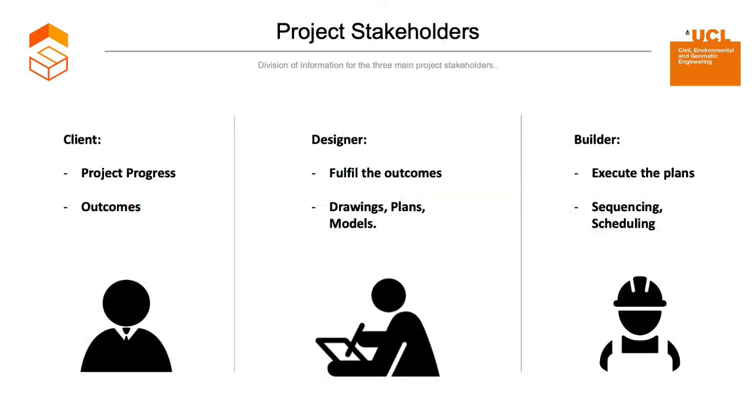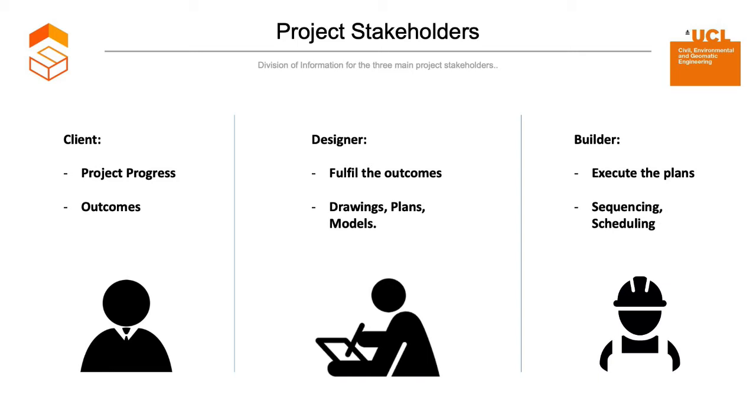Each of the main project stakeholders require information and design concepts conveyed in different methods. The 3 main stakeholders are the client, designer, and builder. The client, Shelter Global, requires information outlining the project scope and progress to define the outcomes of a successful project. The designer requires information to effectively fulfill the project outcomes defined by the client.